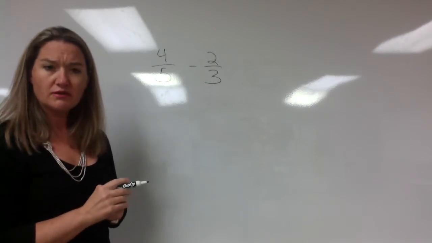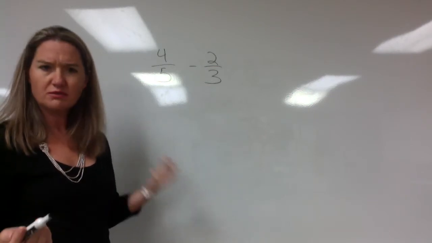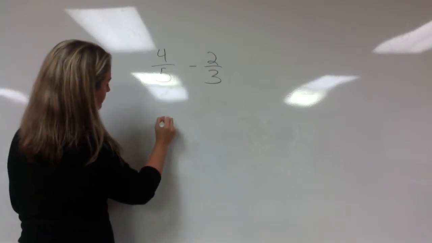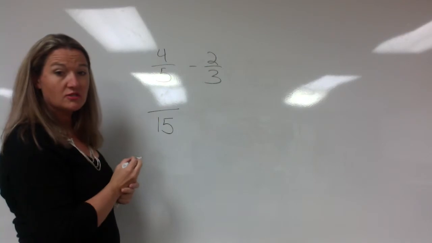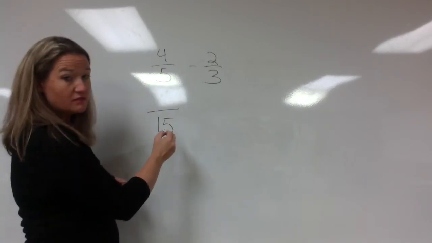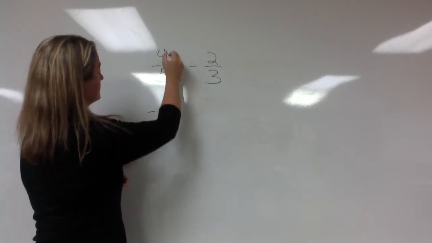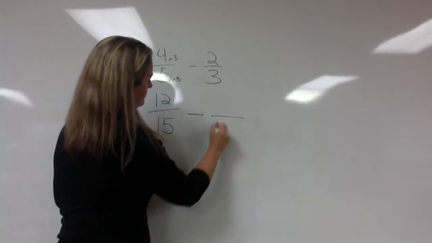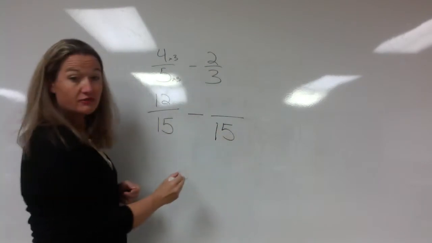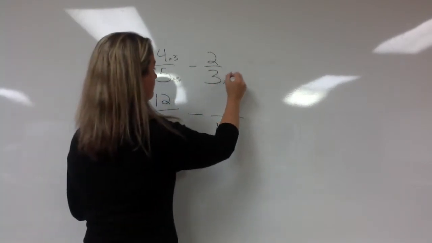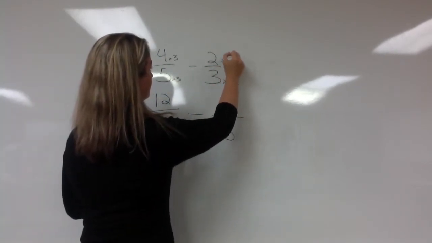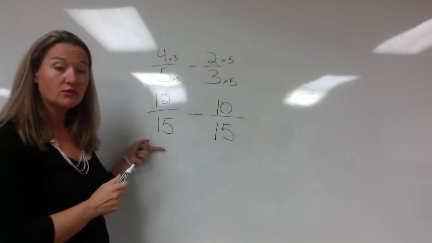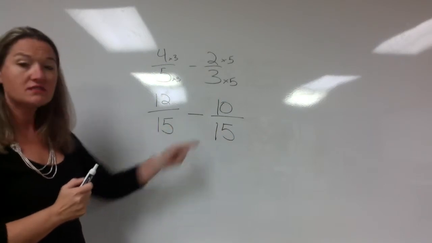What's the least common multiple of 5 and 3? The smallest number that both 5 and 3 go into? Probably 15. Okay, so 5 times what gives you 15? 3. So we take 4 times 3. Okay, 12/15 minus, we'll do the same thing here. What do we take 3 times to get to 15? 5. So we take the 2 times 5, and we get 10. All right, so now we've rewritten the equation: 12/15 minus 10/15.